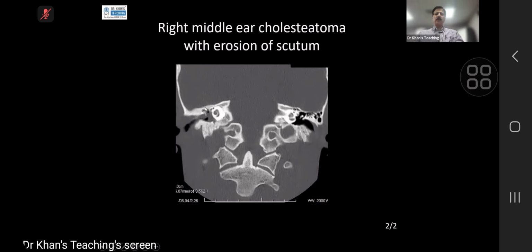This is the tegmen tympani, which is the roof of the middle ear cavity. Now, this portion, which is here, is the scutum. You did very well that it is eroded. There is soft tissue opacification and maybe a bit of erosion. And your diagnosis that this is a cholesteatoma was correct. We will come back to that. Good, well done.